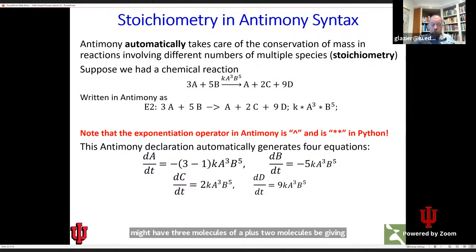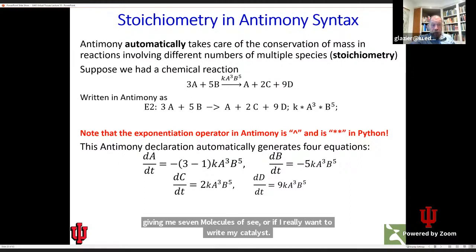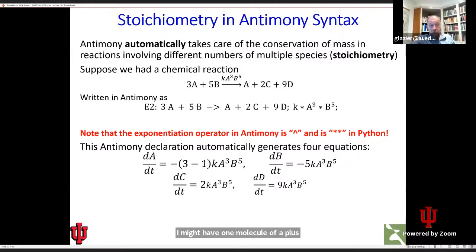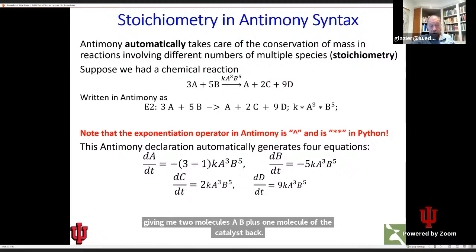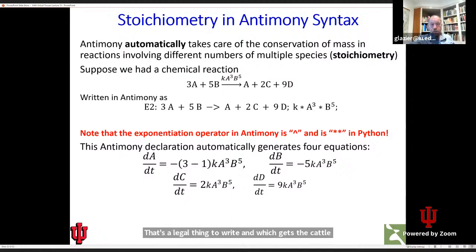It's not always true that we just have one molecule of A giving me one molecule of C. Or if I really want to write my catalyst, I might have 1 molecule of A plus 1 molecule of the catalyst, giving me 2 molecules of B plus 1 molecule of the catalyst back. That's a legal thing to write, in which case the catalyst doesn't do anything in the reaction.